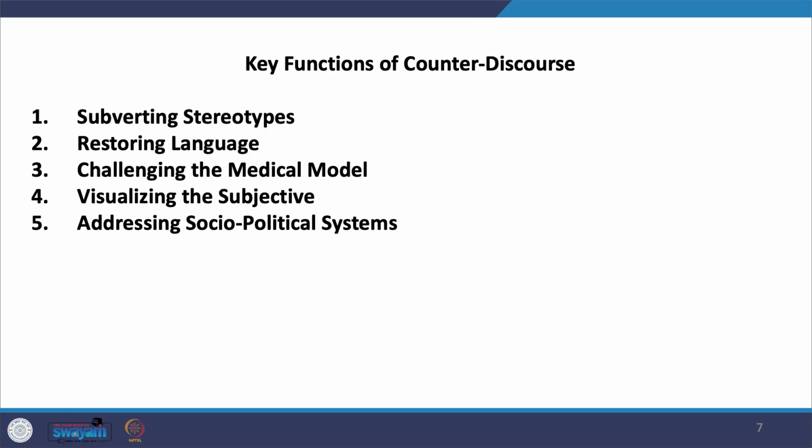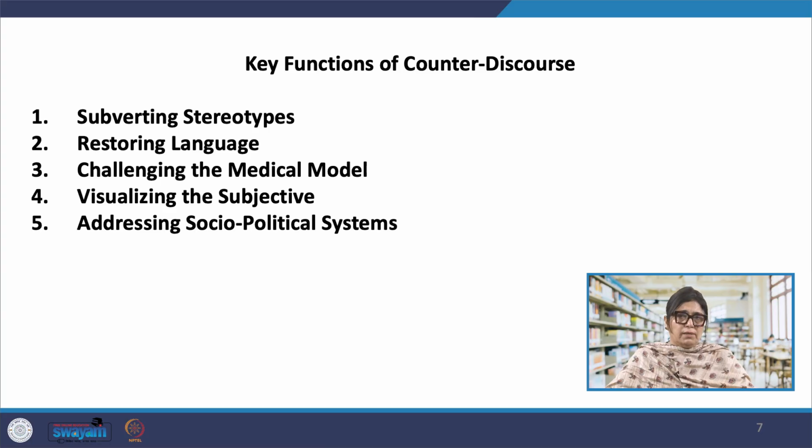It functions as a tool for patients to reclaim agency by moving away from clinical, often depersonalized, objective viewpoints and towards lived, subjective experience. If we talk of key functions of counter discourse, graphic medicine creates a counter narrative by disrupting traditional power structures in several ways. The first is subverting stereotypes.